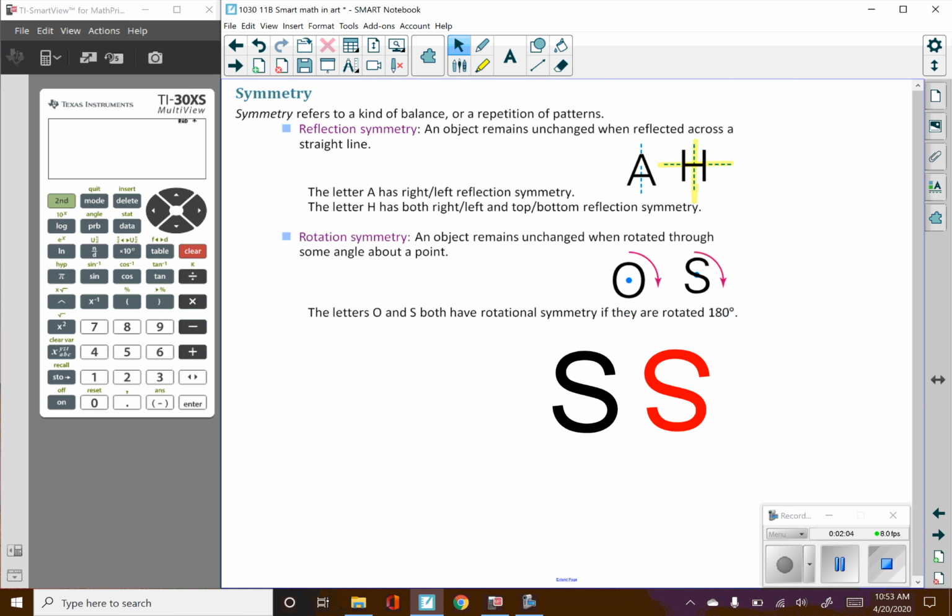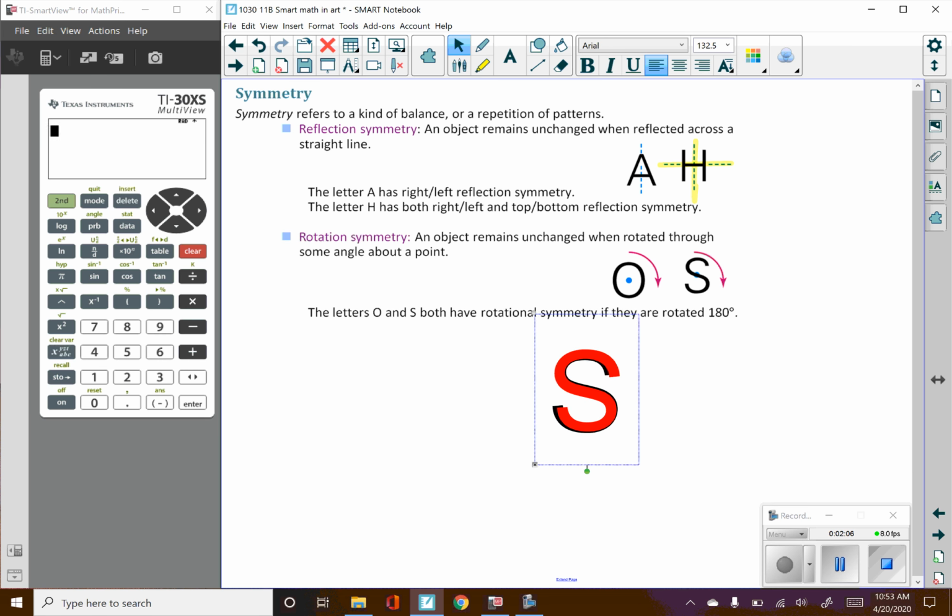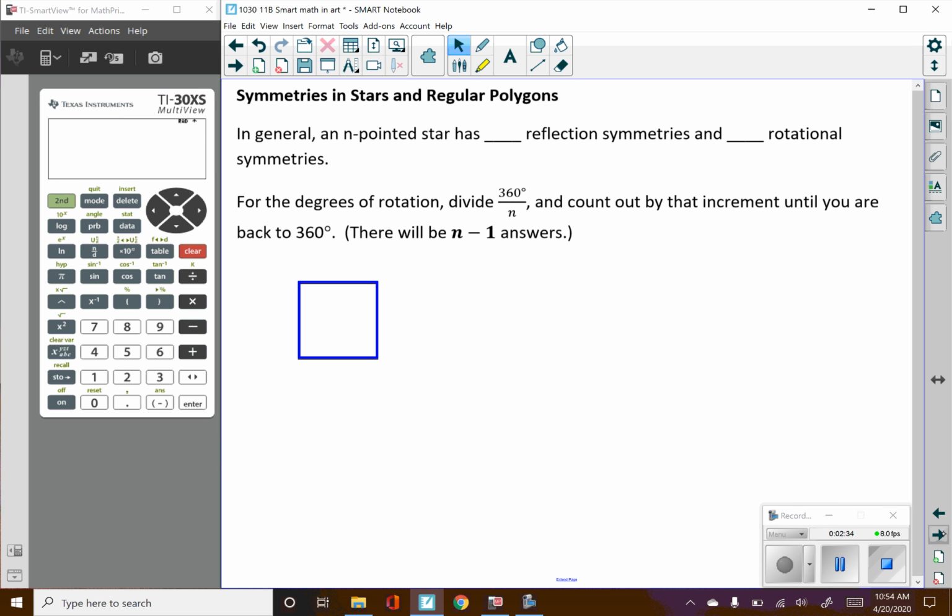The font that I have is not exactly perfect, but you get the idea. Rotating it 30 degrees wouldn't do it. Rotating it 270 wouldn't do it. And then 360 would be considered that you're just back where you started. So if I wanted to say what its rotational angle would be, it would be 180. Okay, so symmetries in stars and regular polygons is what your homework is going to focus on, not letters.